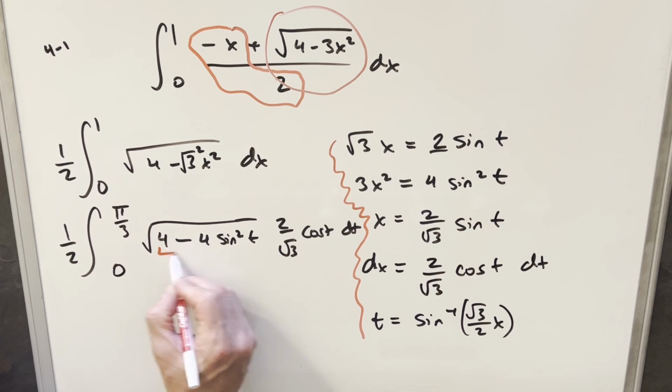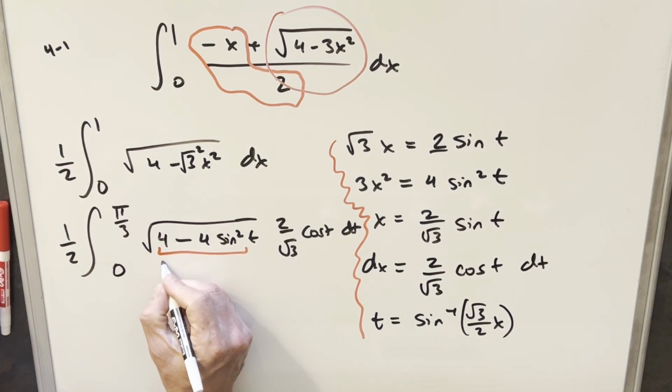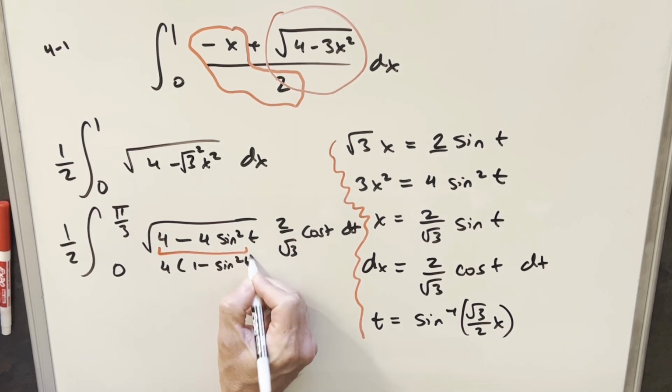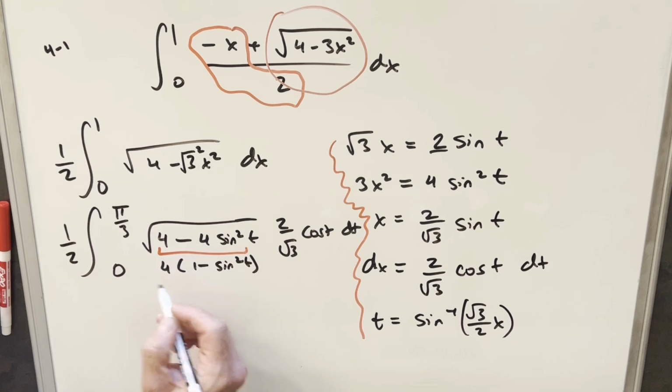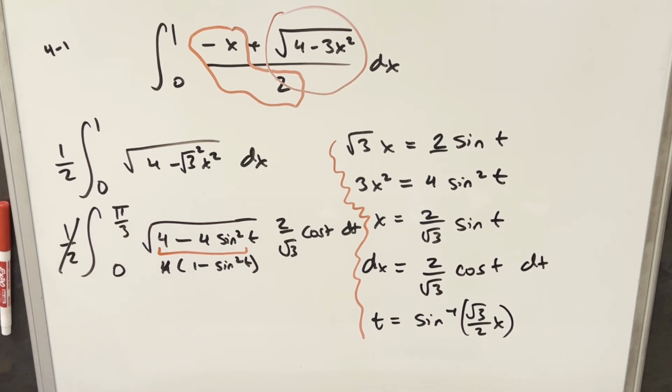Now from here, I just want to clean this up a little bit. Notice we can factor a 4 out of this, so I can write this as 4 times 1 minus sine squared t. Then we'll take the 4 outside of the square root, so this comes out as a 2, but I can cancel it with this 1/2 right here, so we just have a 1 out front now.